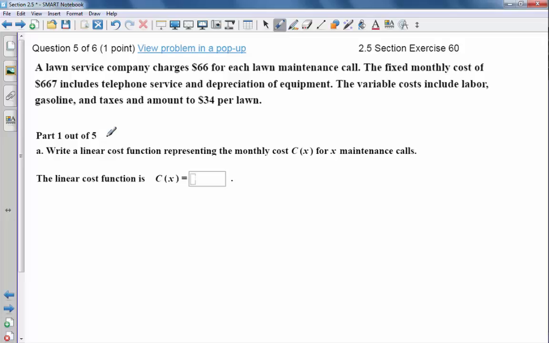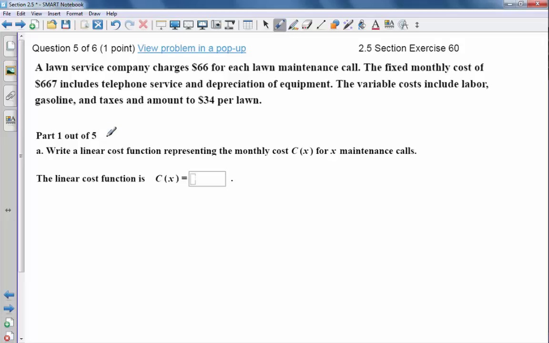Here is one real application of this model. You are a lawn service provider. Okay. Anybody here in a management major? Nobody? I don't think they are required to take this class, but they should.